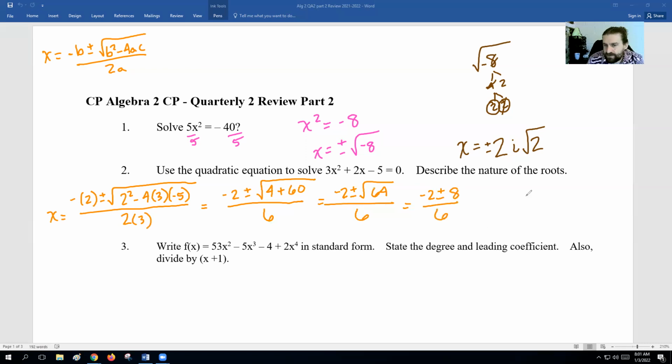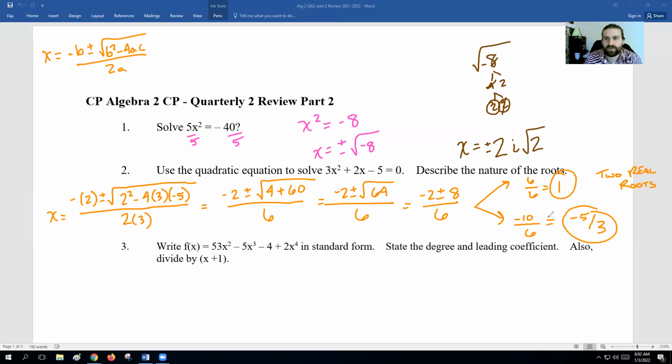All right, so we have two answers here. One is negative 2 plus 8, that'd be 6 over 6, which is equal to 1. And then negative 2 minus 8, which would be negative 10 over 6, and that does reduce to negative 5 over 3. So we have two answers here: one is 1, one is negative 5/3, and we have two real roots.